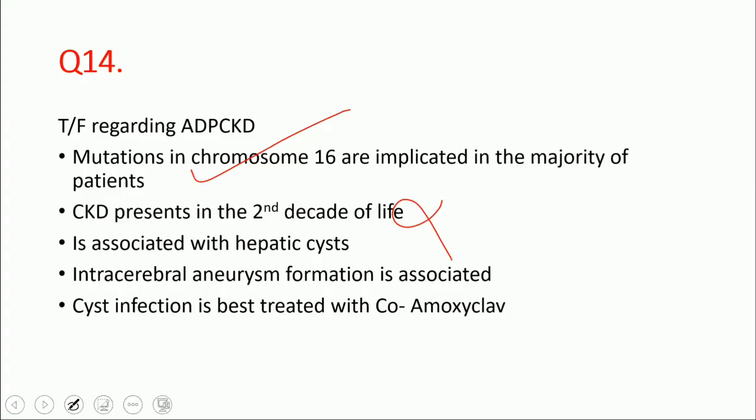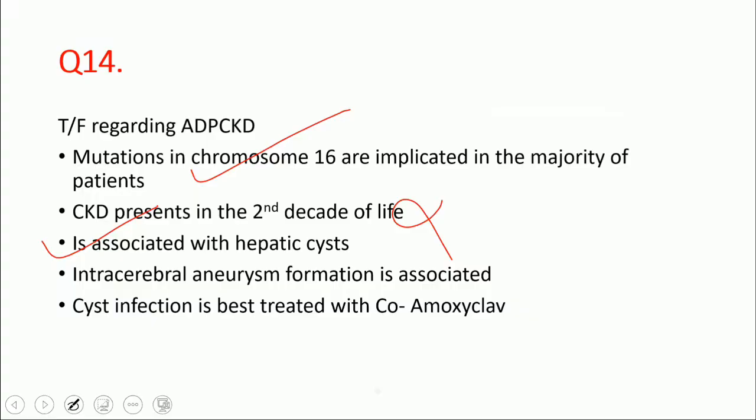Right. Now remember that cysts not only occur in the kidneys, they can occur in the liver as well. So it's associated with hepatic cysts. It's a true statement. So there is a possibility that you can get hepatic cysts. Right. Okay.